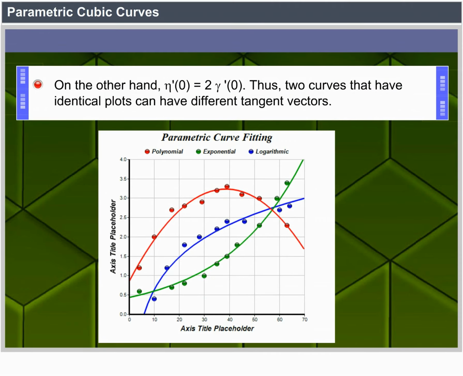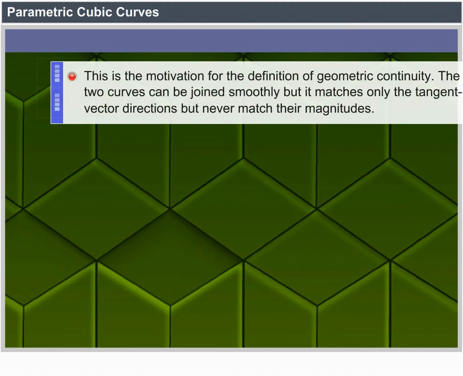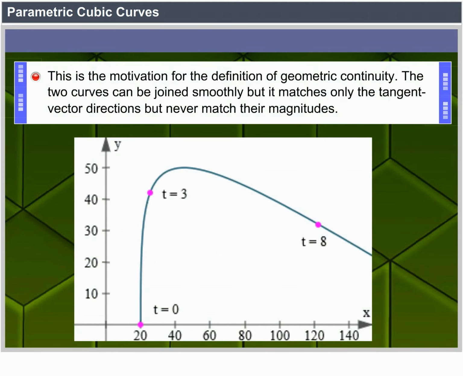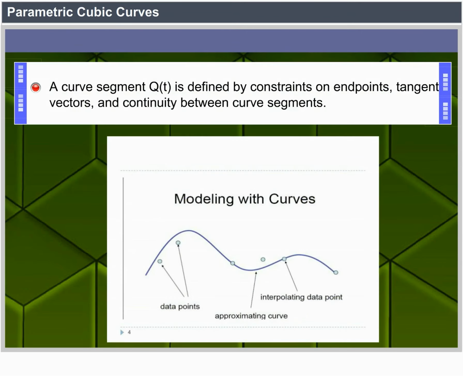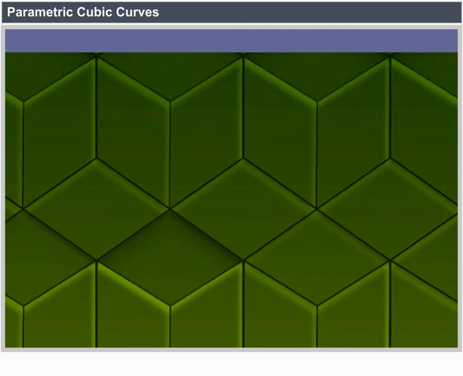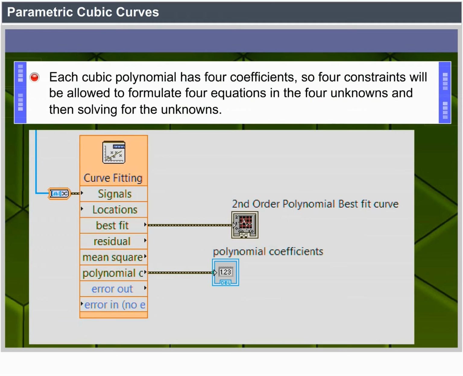This is the motivation for the definition of geometric continuity. For two curves to join smoothly, we require only that their tangent vector directions match, not that their magnitudes match. A curve segment Q of t is defined by constraints on endpoints, tangent vectors, and continuity between curve segments. Each cubic polynomial has 4 coefficients, so 4 constraints would be needed, allowing us to formulate 4 equations in the 4 unknowns, then solving for the unknowns.